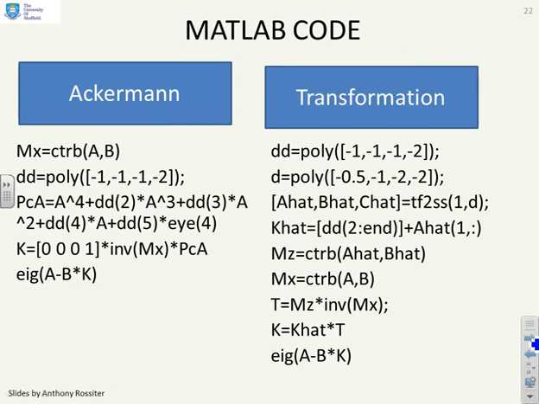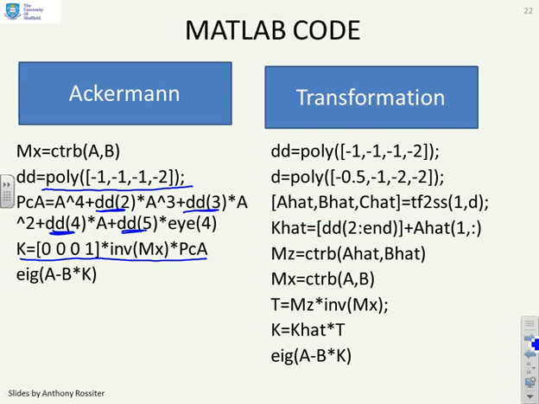Here again is the MATLAB code, just in case you want to do this yourself. So you see I've generated the closed loop pole polynomial with the poles 3 at minus 1 and 1 at minus 2. And I've used these coefficients in order to calculate PC of A, and then I've just plugged everything into Ackermann's formula here to get K.